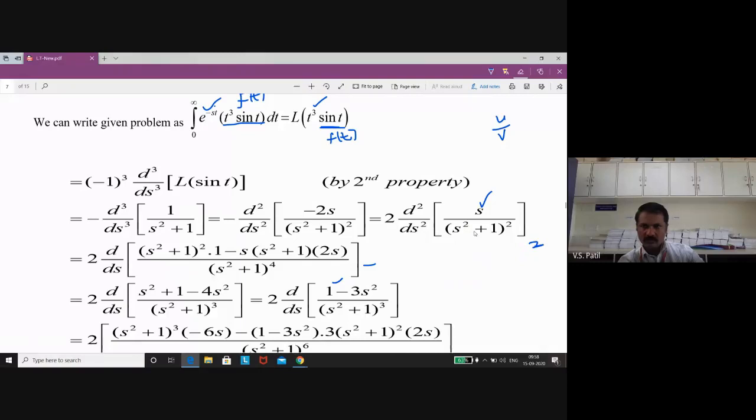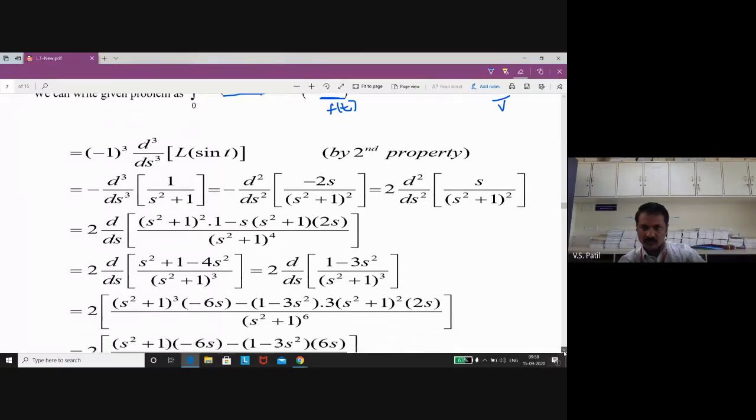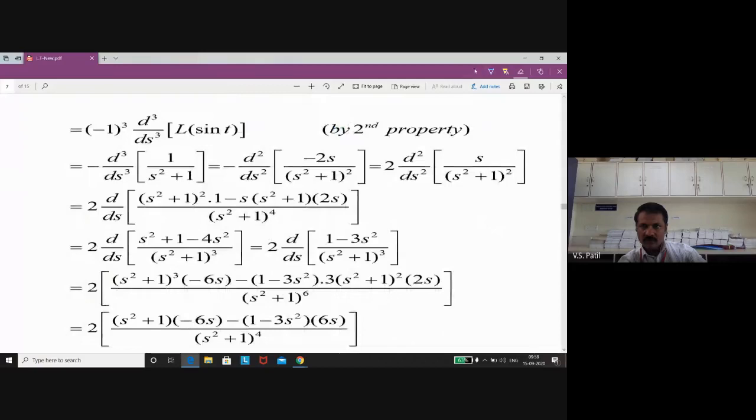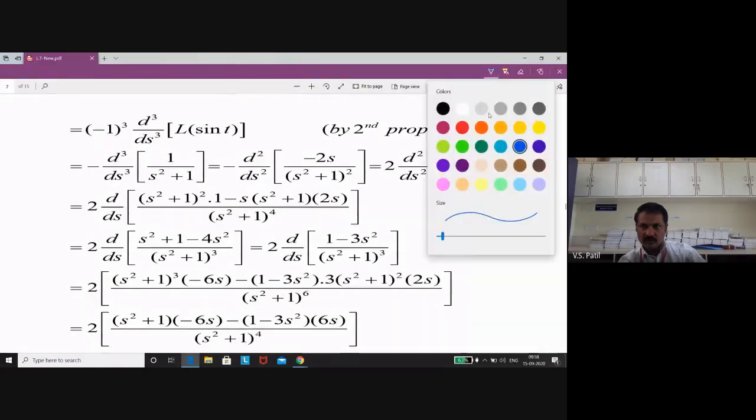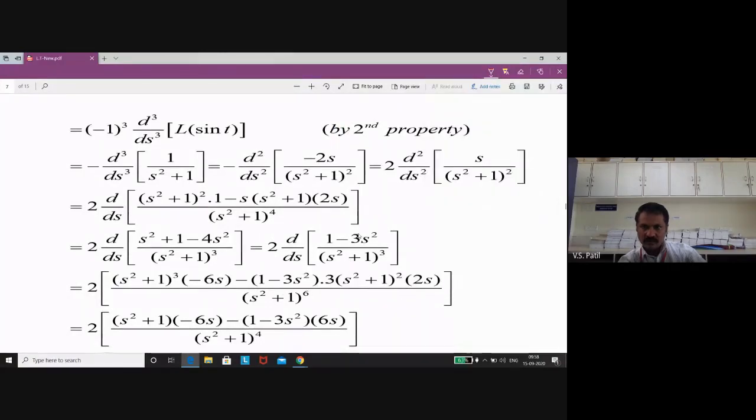Then immediately after that, what do you need to do? Here your problem is not over. One more time you have to differentiate. That means again the numerator contains s and the denominator also contains s. You are differentiating with respect to s. So again the u by v rule. So again denominator square: first you write the denominator.